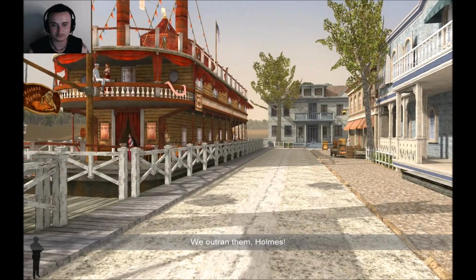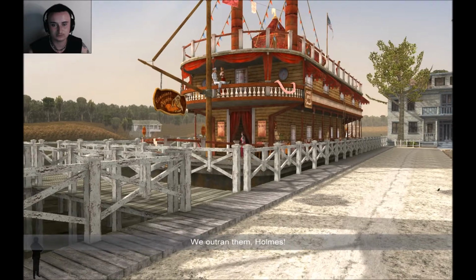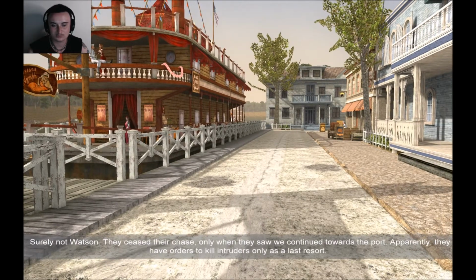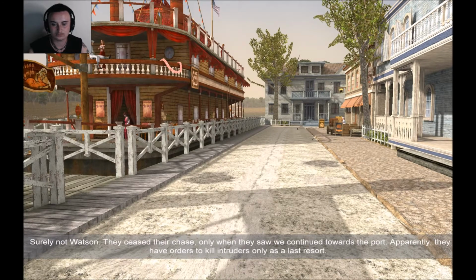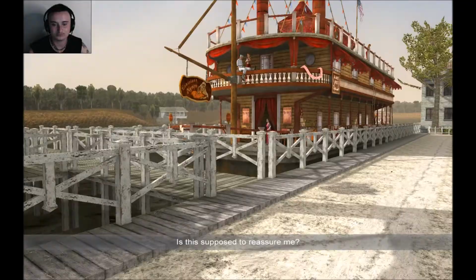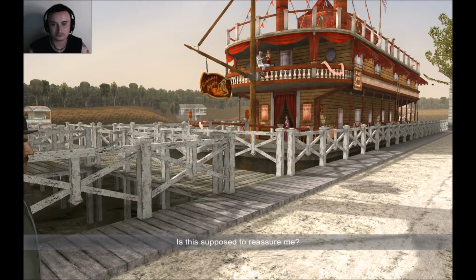Nice. We outran them, Holmes. Surely not, Watson. They ceased their chase only when they saw we continued towards the port. Apparently, they have orders to kill intruders only as a last resort. Is this supposed to reassure me?